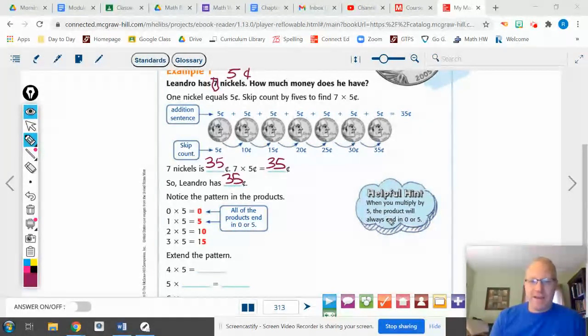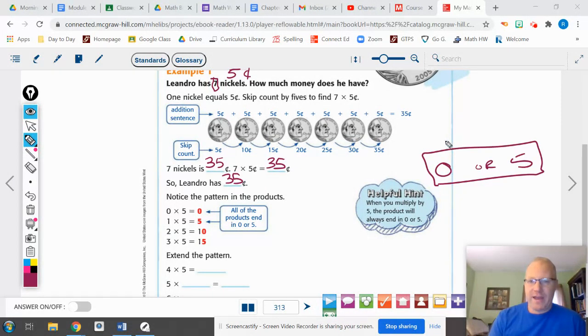When you multiply by 5, the product will always end in 0 or 5. Don't forget, we did this in lesson 1. We were looking at the pattern of 5s, and when you have a factor of 5, you're always going to end with a 0 or a 5. So you can add: 10, 15, 20, 25, 30, 35, 40, 45, 50, 55, and so forth until kingdom come.